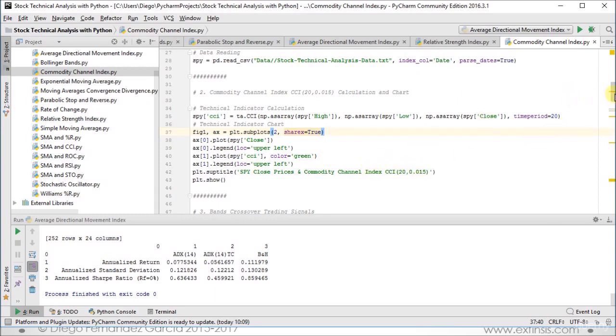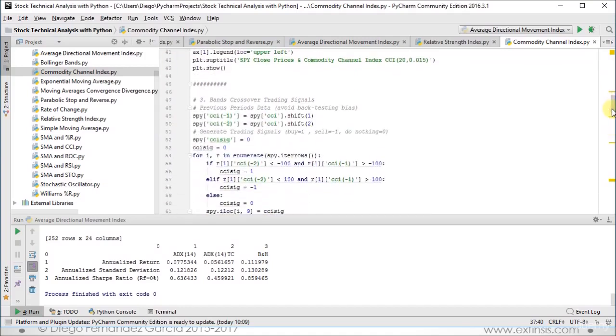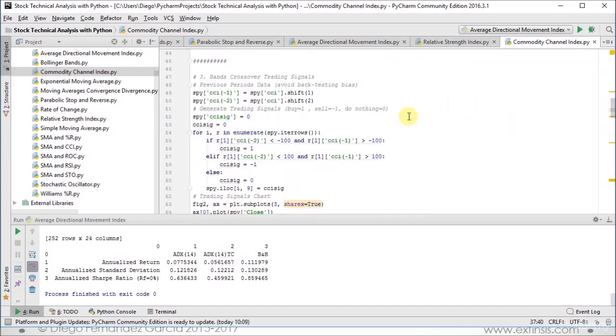Then we have the corresponding chart. And next part is we are going to calculate bands crossover type of trading signals, first by creating columns with previous periods data to avoid backtesting bias, then generating trading signals: buy equals 1, sell minus 1, do nothing equals 0, with the corresponding column CCI sig, where we're going to store the signals from the variable which we are updating within the for loop.